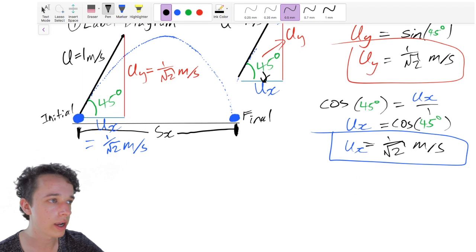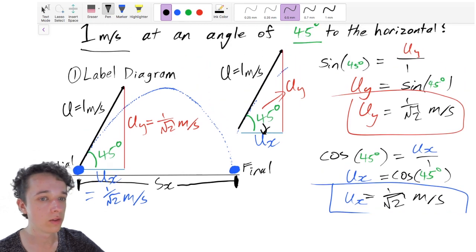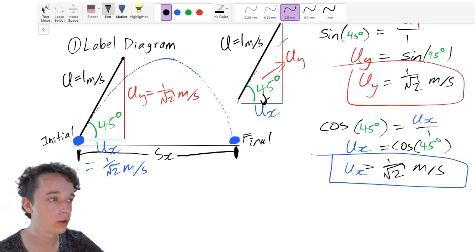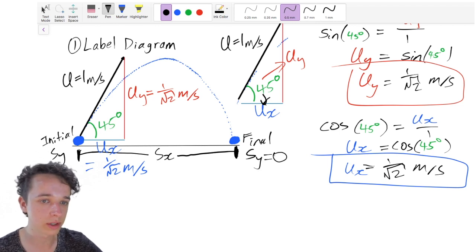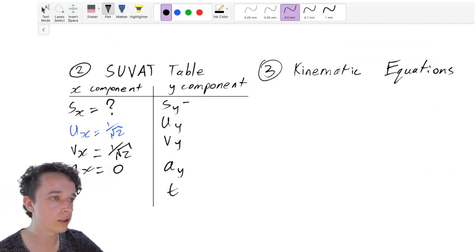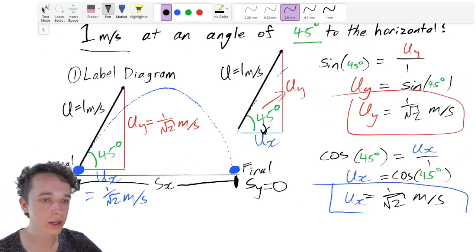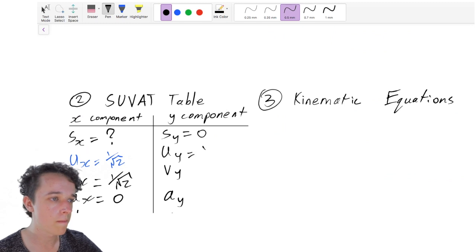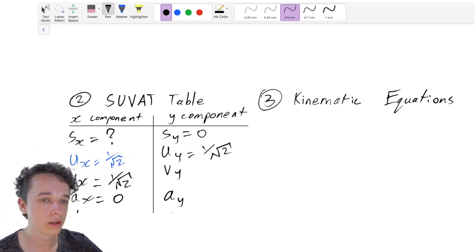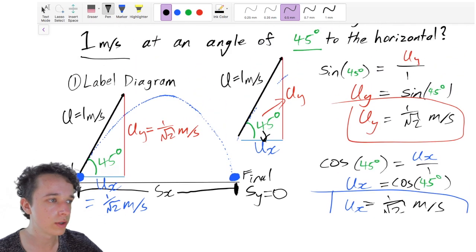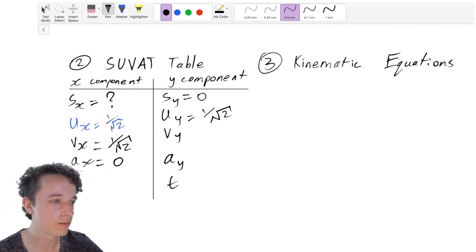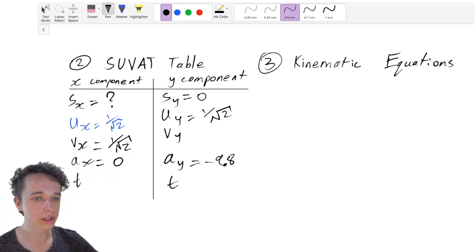What is sy? Well, the displacement in the y component is 0 initially, and sy finally is also 0. So we do actually know what that is. It is equal to 0. So uy is 1 over root 2. We'll pretend like we don't know what vy is. Ay is negative 9.8. And we don't know what t is either.